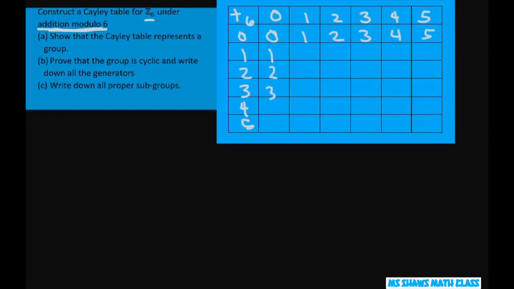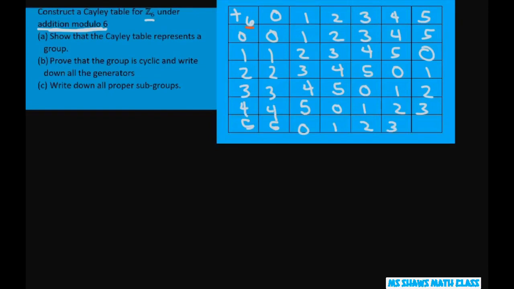1, 2, 3, 4, 5. 1 plus 1 is 2, 3, 4, 5. But 1 plus 5 is 6. So divide that by 6, and the remainder is 0. So you're back to 0. So the rest are the same way, and you fill that in. So addition modulo is a lot easier than multiplication.